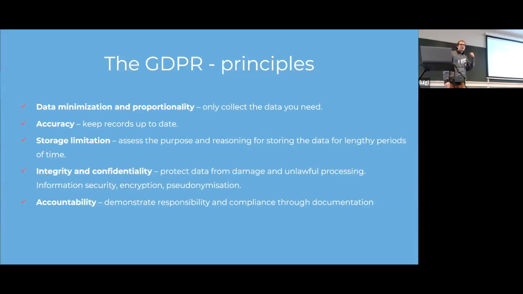Accuracy, which is a bit in the ideal world, you have to keep your data accurate. So if someone changes something, you have to change it in your data. It's not always possible, but at least if your data subject, so the person who the data was collected about, is telling you, okay, this is not true for me anymore, then in theory you have to change it in your data sets as far as possible and practicable.